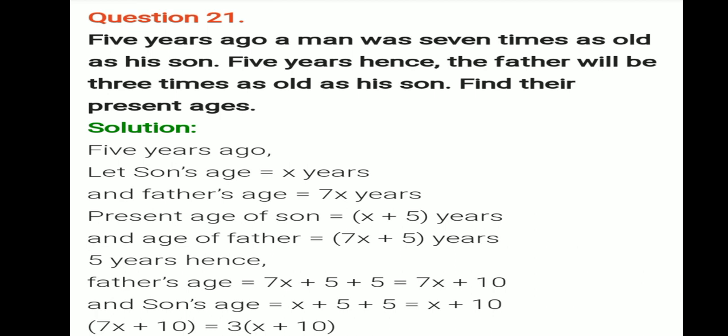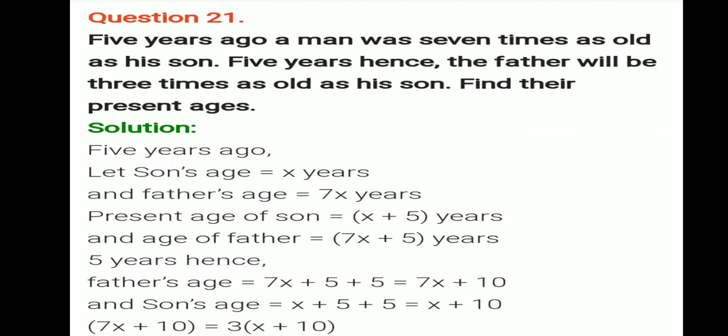So let the son's age 5 years ago be x, and the father's age will be 7x, because they have told 7 times. Times means multiply. After that they said after 5 years. If the earlier one was 5 years ago, then 5 years later will be the present age. So it means the present age of the son will be x plus 5, and the father will be 7x plus 5.